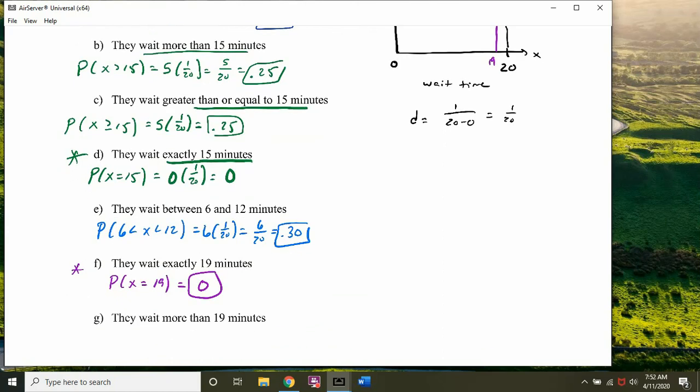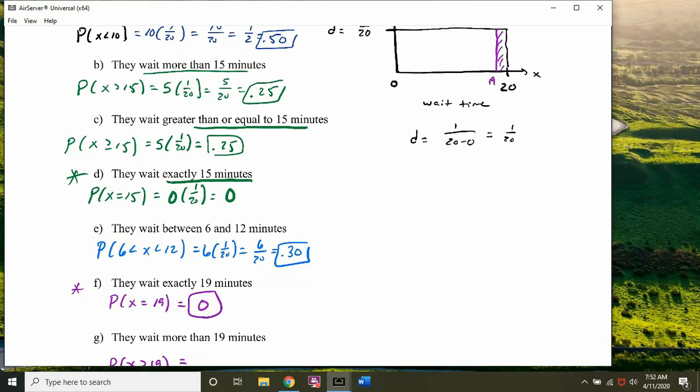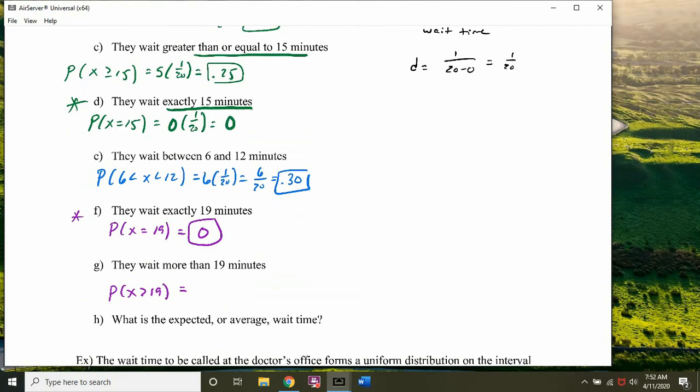What's the probability they wait more than 19 minutes? Now I've got some area. I can shade to the right. The base of that is relatively thin. It's just 1 as we go from 19 to 20. And so we get 1 over 20, or a 5% chance. 5% of the time we're waiting more than 19 minutes.